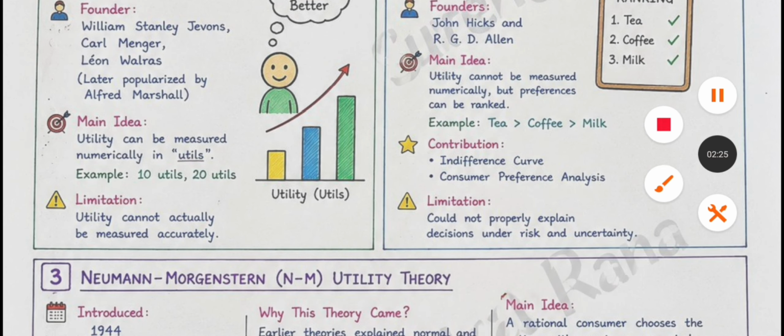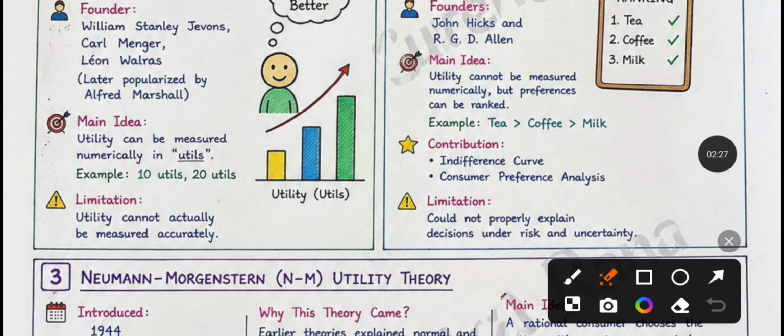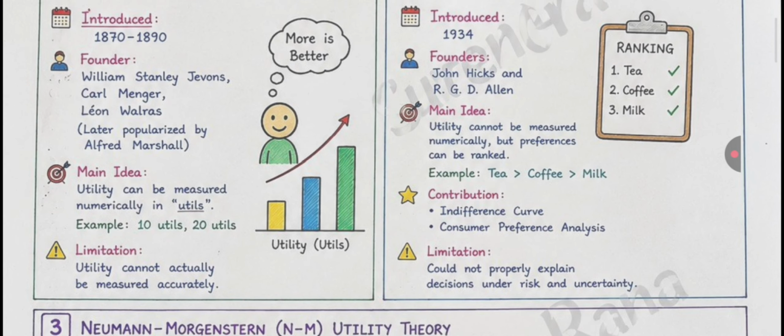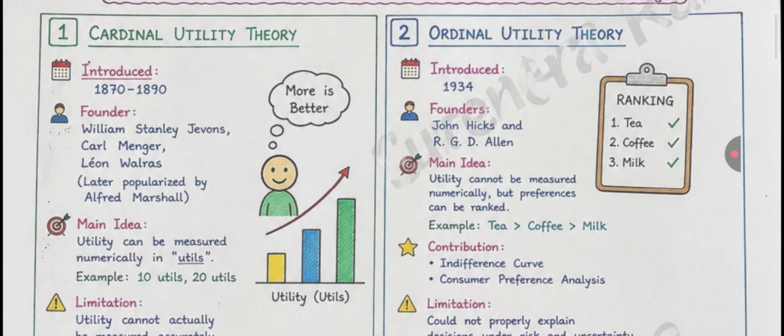And the most important thing is its limitation. The biggest problem is that satisfaction is a feeling. We cannot measure it accurately with numbers. Therefore, economists started looking for a better theory. After that, ordinal utility theory was founded. And now let's move to the ordinal utility theory.